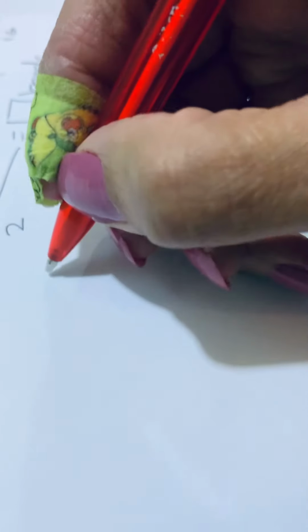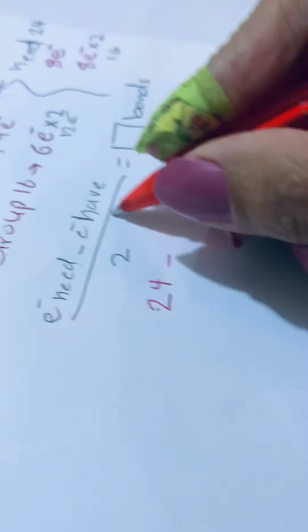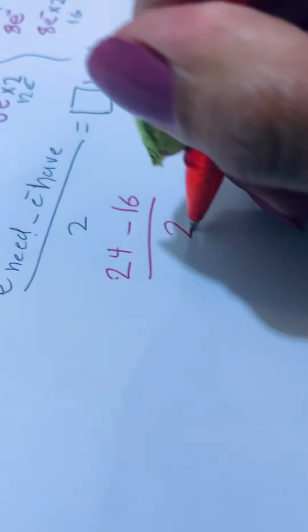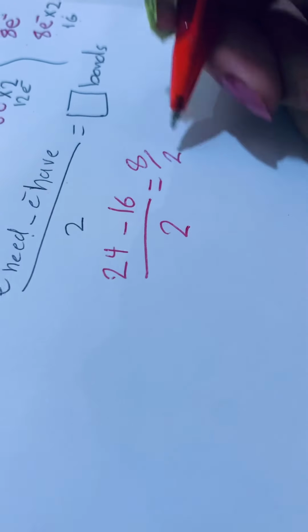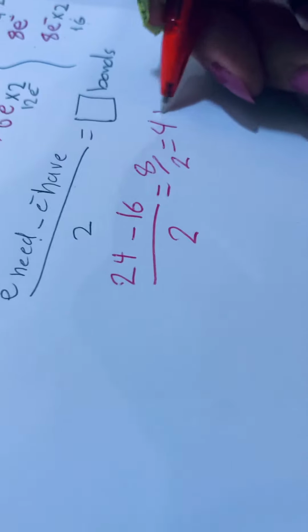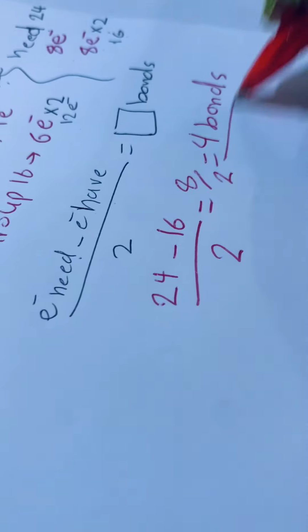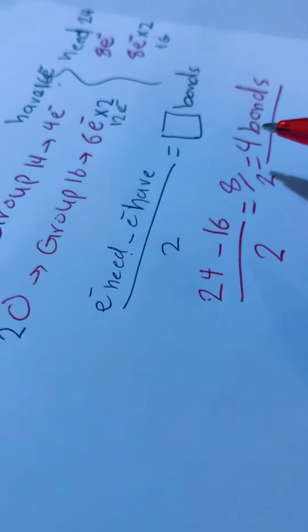So let's come here and do the math. Electrons we need are 24, and the electrons we have are 16. Subtract, and divide by 2. Here it's gonna give you 8, and divided by 2, that means 4 chemical bonds. I know in carbon dioxide there are gonna be 4 chemical bonds. So we're gonna start to draw the Lewis structure.